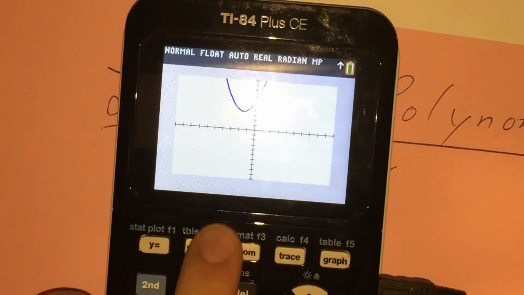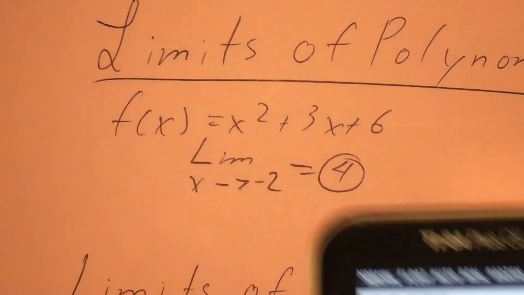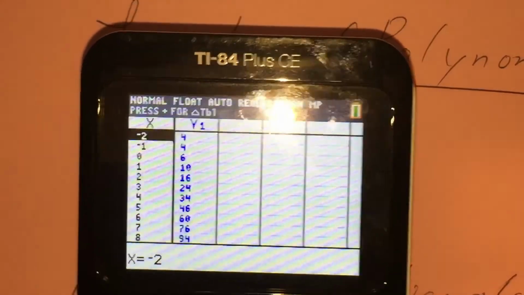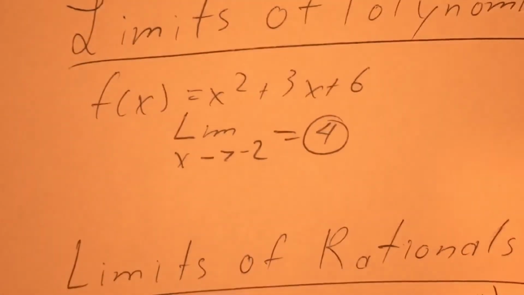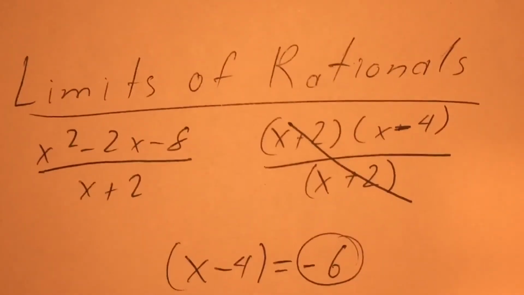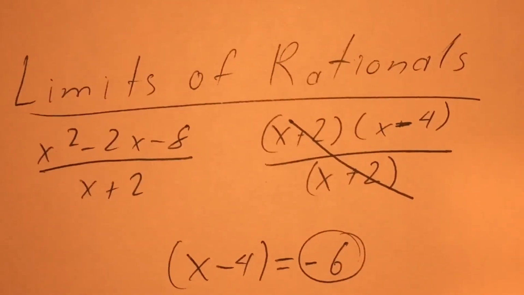And you hit second window, and we're going to find it at -2 instead of 2. So you're going to type in -2. Then we're going to go second graph, and at -2, it's 4. Next, we're going to find the limit of a rational. And what you do is you factor them out.